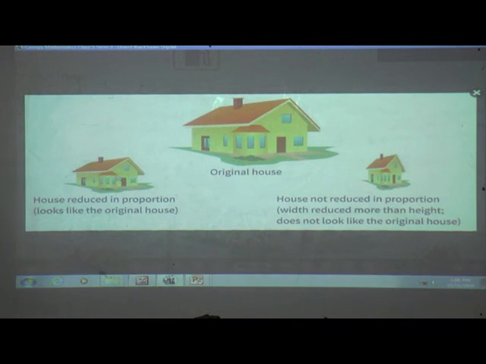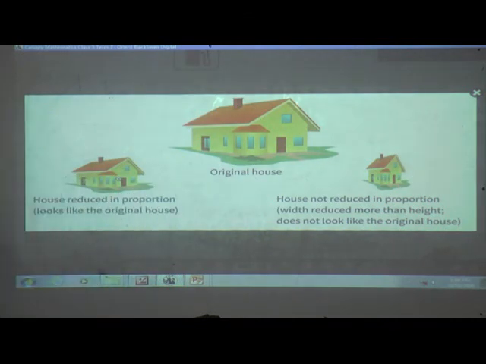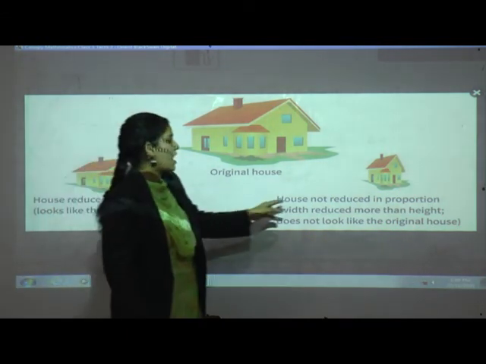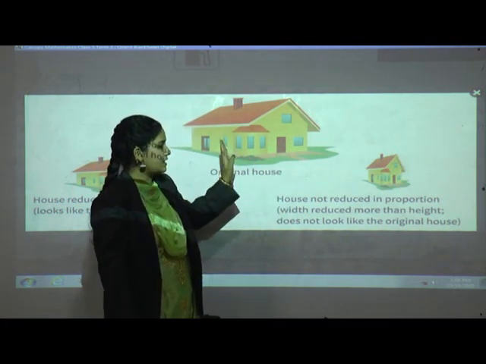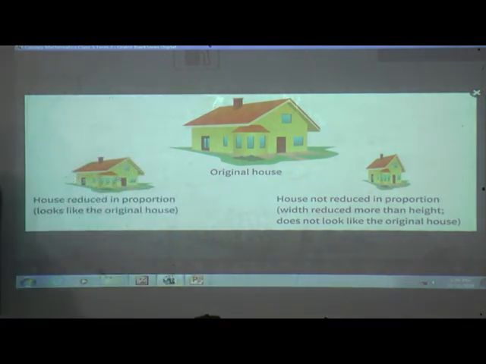If this is not done, this is what will happen. See, the original house. If we do not reduce in proportion, what will happen we can see now. The house reduced in proportion looks like the original house, isn't it? But for the house not reduced in proportion, see here, the width is reduced more than the height, so it does not look like the original house. So they reduce in proportion for our convenience. Now see here, example 1.